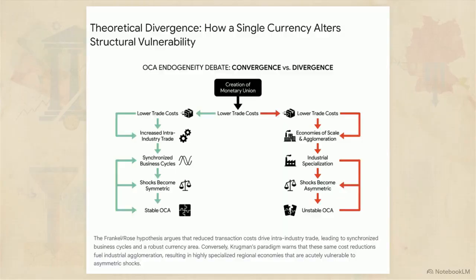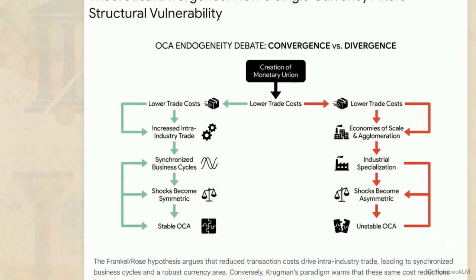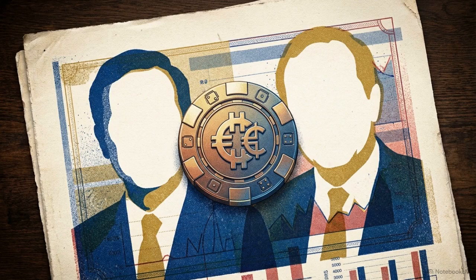This is a flowchart illustrating the competing economic theories surrounding the euro's launch. To justify building the currency without the required foundations, politicians relied on a theory championed by economists Jeffrey Frankel and Andrew Rose, known as the Endogeneity Hypothesis. This hypothesis made a massive real-world wager.